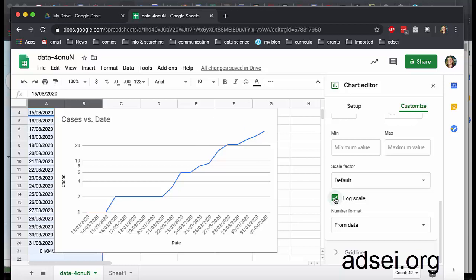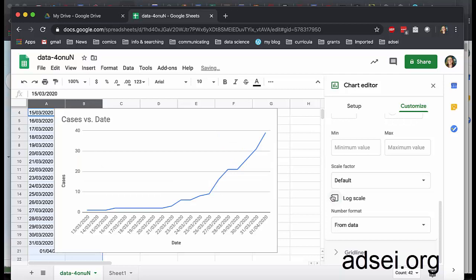Let's change it back to a linear scale. You can see how different that curve is. And how much scarier, quite frankly, when we're talking about community transmission, when we're talking about a dangerous disease like COVID-19.